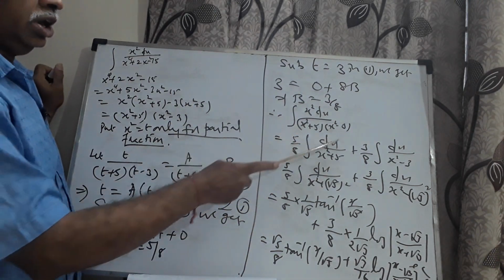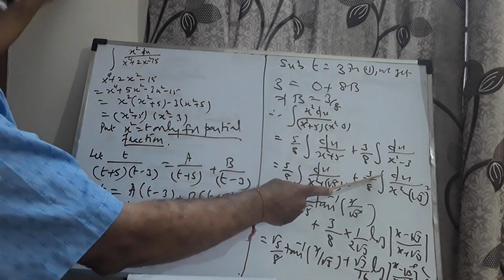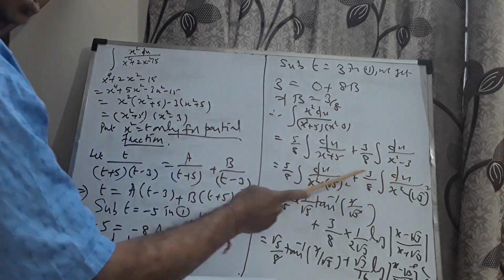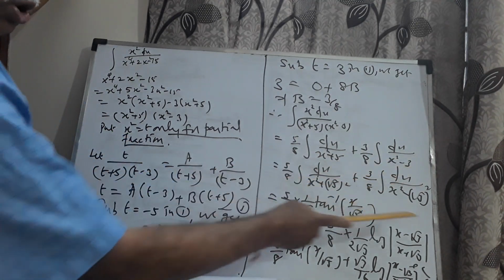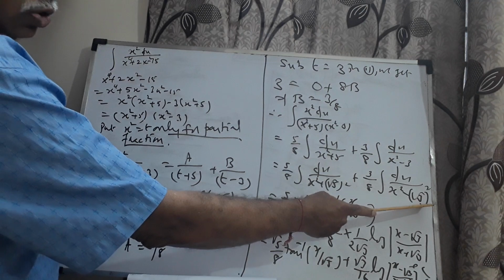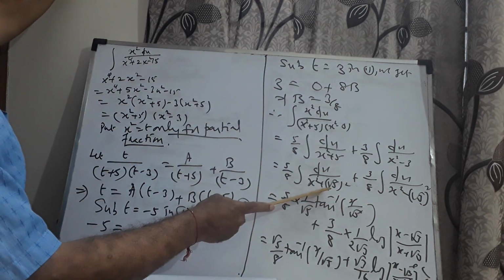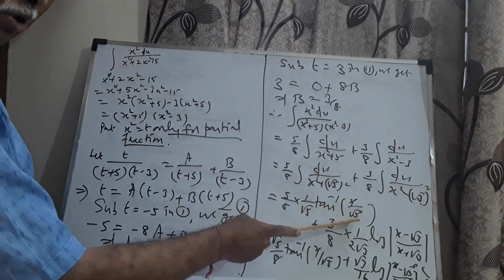Now for 5 by 8 integral dx by x square plus 5 plus 3 by 8 integral dx by x square minus 3, replace this 5 by root 5 the whole square and replace this 3 by root 3 the whole square. It's of the form dx by x square plus a square, and the formula is 1 by a tan inverse x by a. So we get 1 by root 5 tan inverse x by root 5.